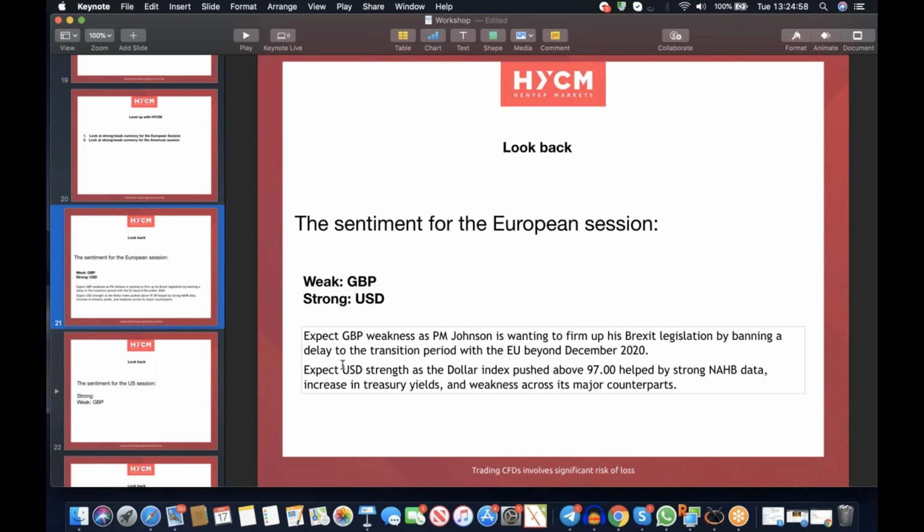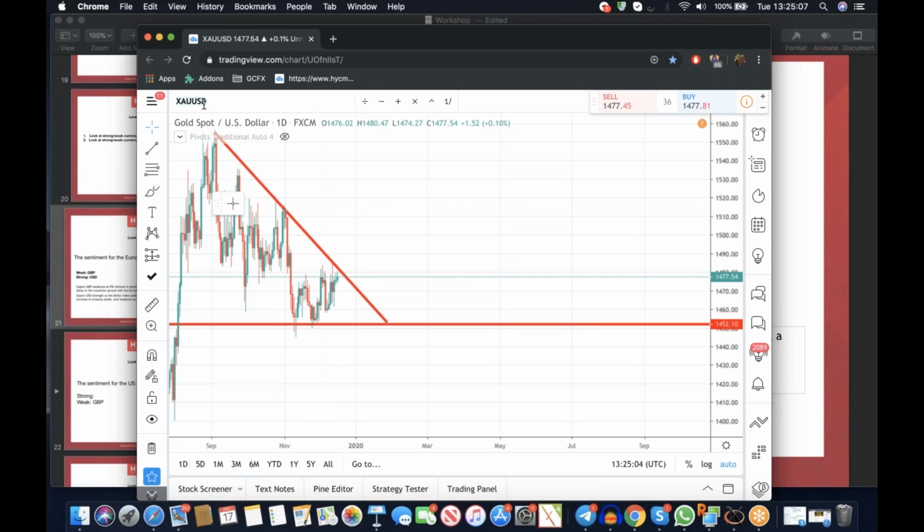And then this morning, I was expecting US dollar strength because the dollar index pushed above 97. Let me just show you that. Look at the dollar index.